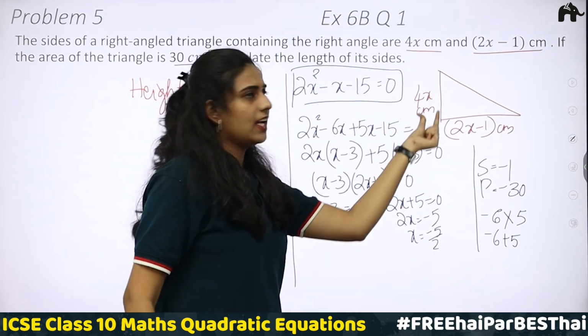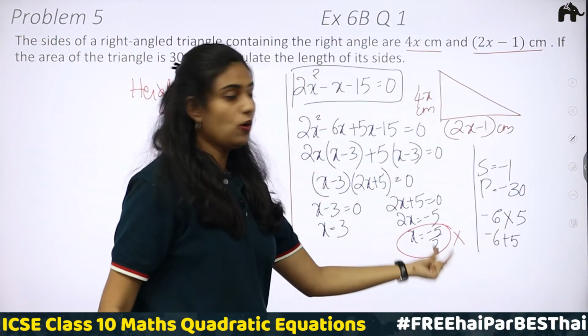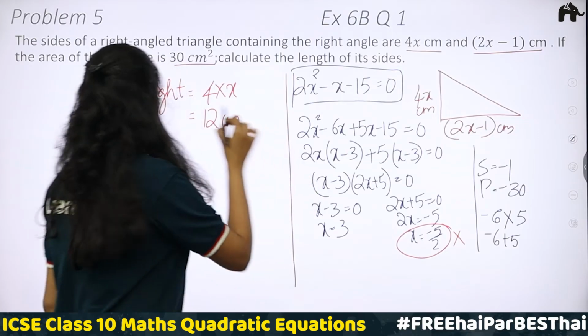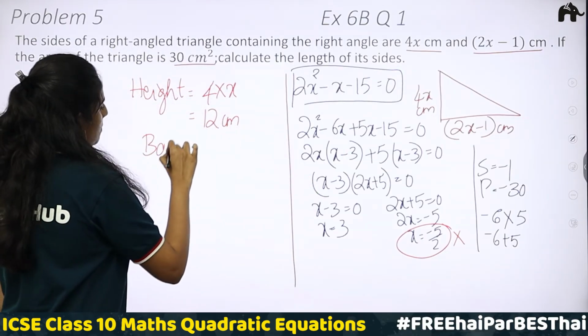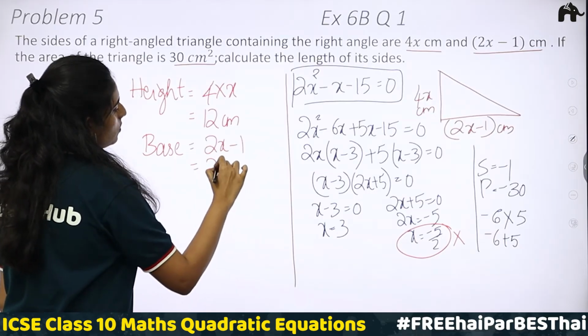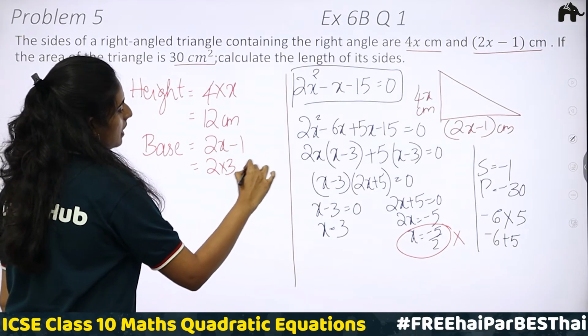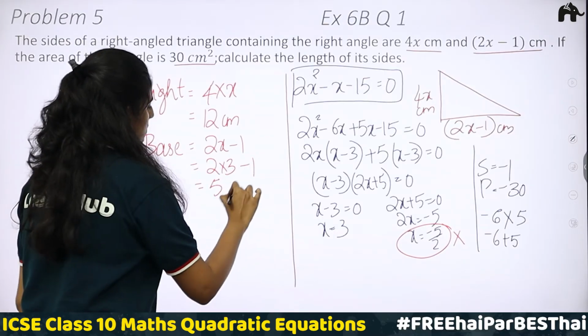Can the side be negative 10? No, right? So, this value is neglected. Negative value of x cannot be accepted. So, the height is 12 centimeter. Now, the base. Base is equal to 2x minus 1, that is equal to 2 into 3 minus 1, which is 6 minus 1, 5 centimeter.